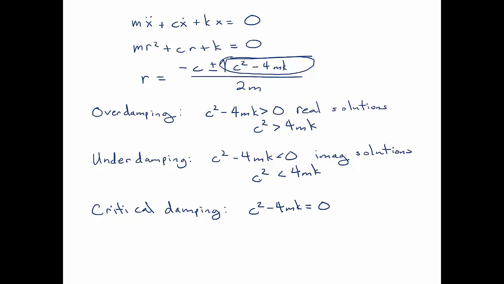You get underdamping when the square of the drag coefficient is less than 4 times the mass times the spring constant. And you get critical damping when the drag coefficient squared equals 4 times the mass times the spring constant.